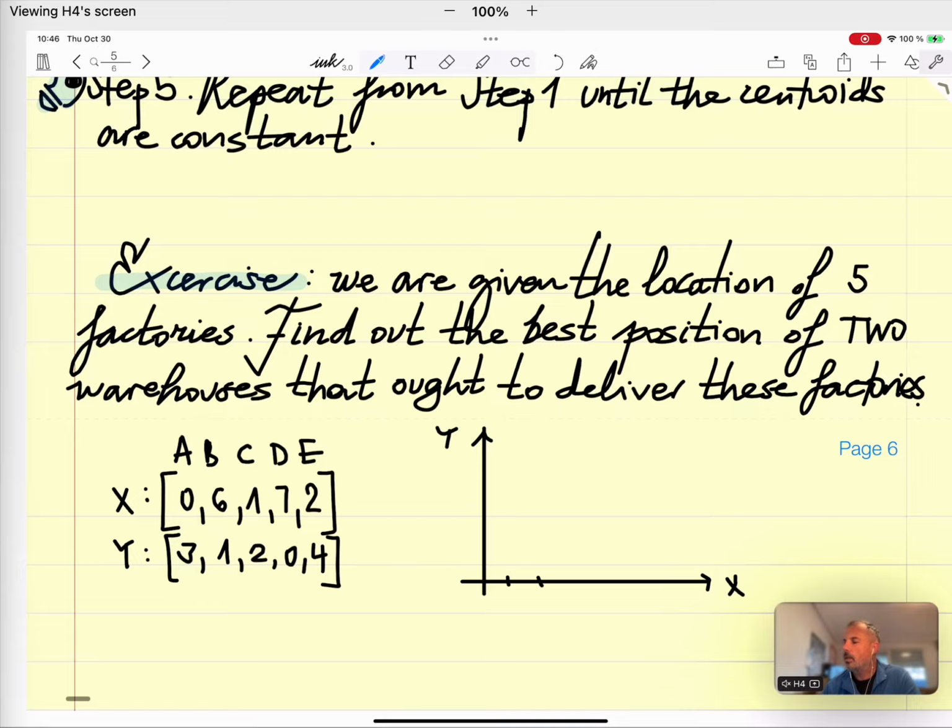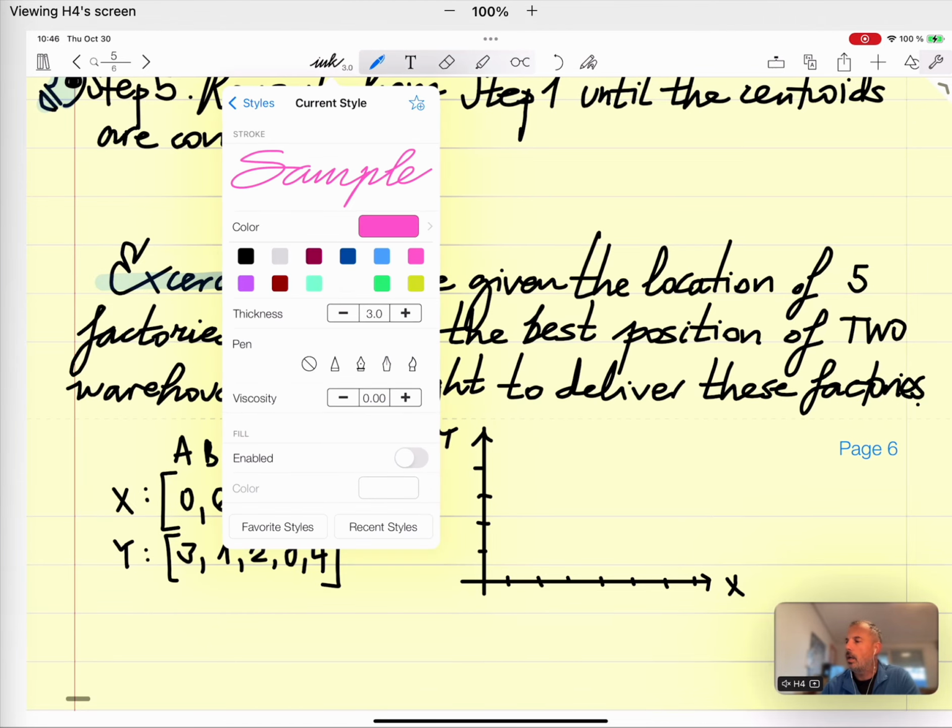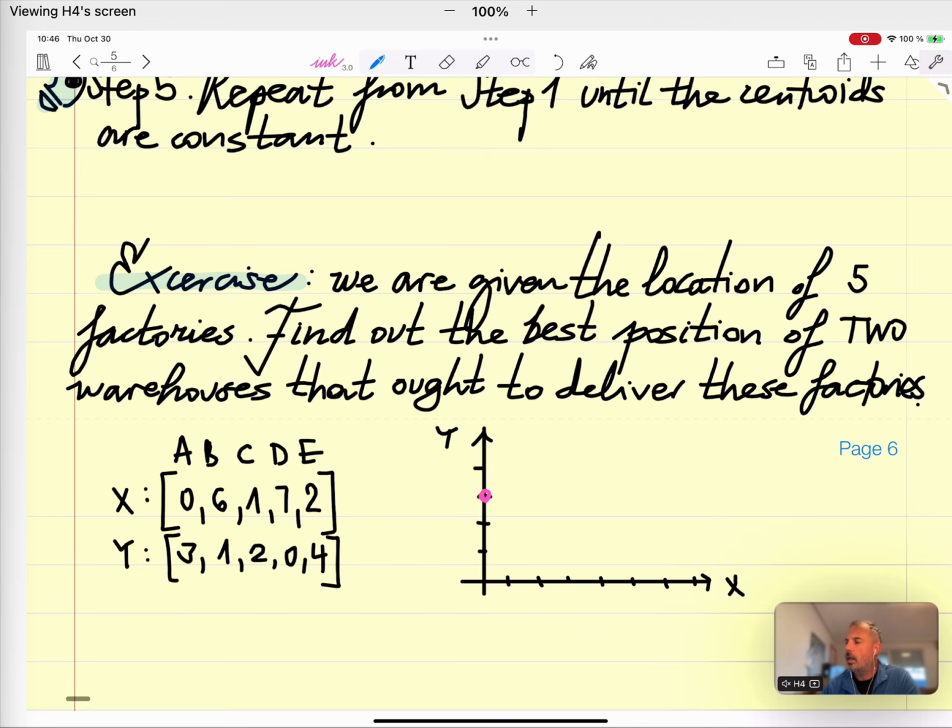1, 2, 3, 4, 5, 6, 7, and 1, 2, 3, and 4. So 0, 3, this is our first factory. A 6, 1 is going to be here. 1, 2 is going to be here. 7, 0 is going to be here, and 2, 4 is going to be here.